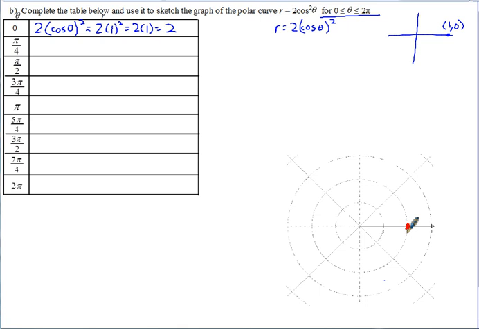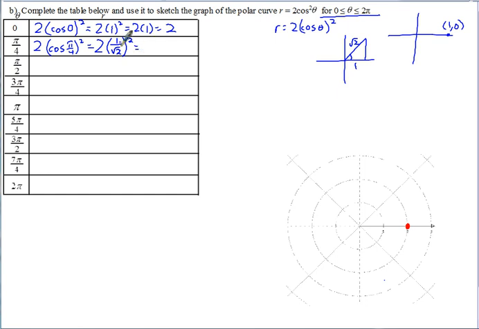Now let's try pi over 4. So 2 times the cosine of pi over 4, squared. Well, pi over 4, 45 degree angle is right here. Cosine is the adjacent over hypotenuse. So 1 over root 2. You could simplify it to be root 2 over 2, but here it's not really necessary to do that because it's getting squared. So you could, but it's not really necessary. Either way, you get the same answer.